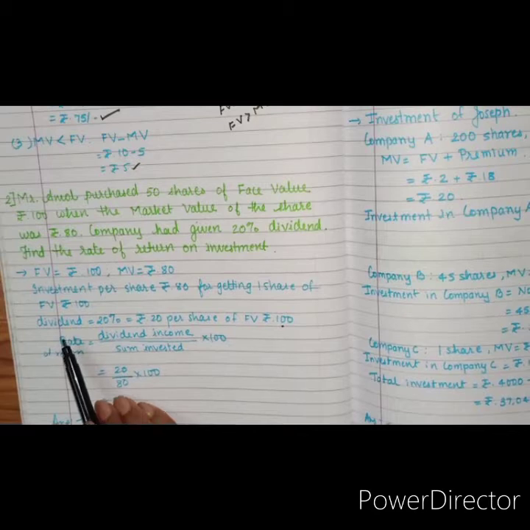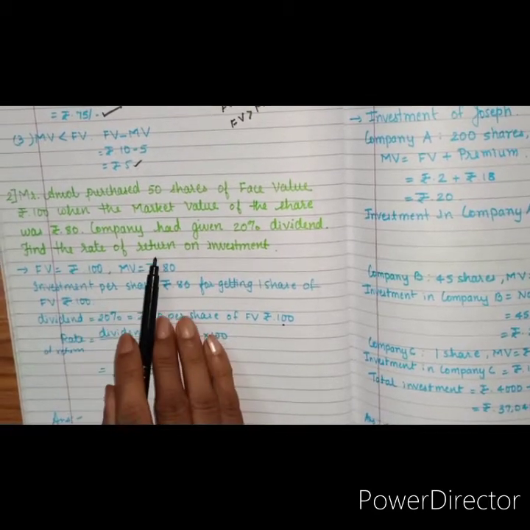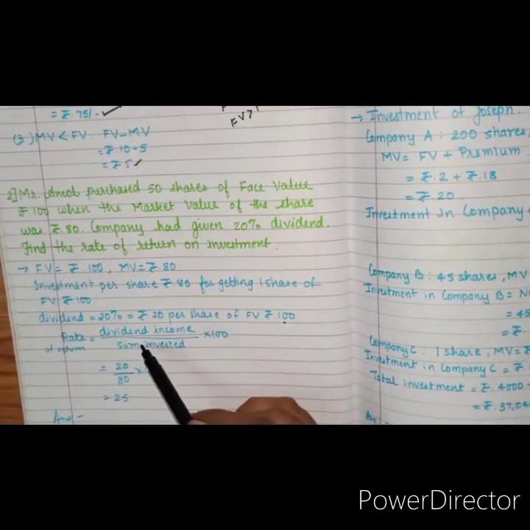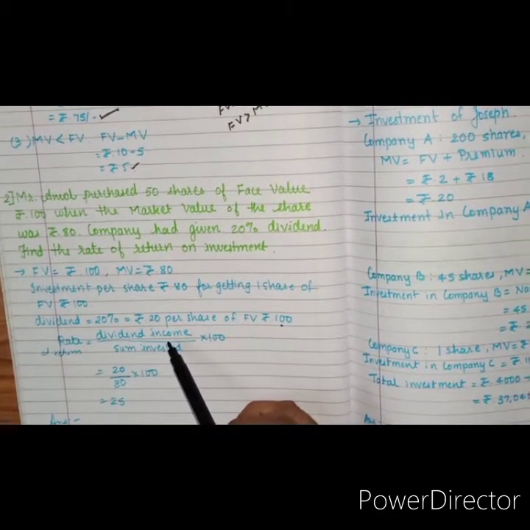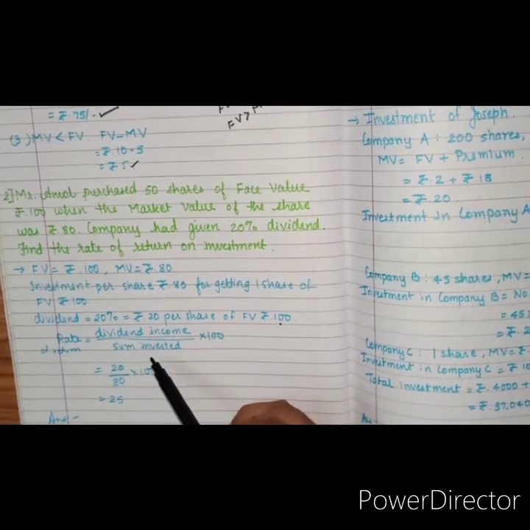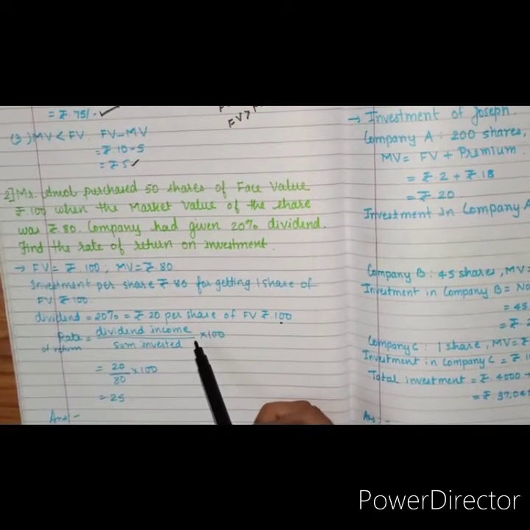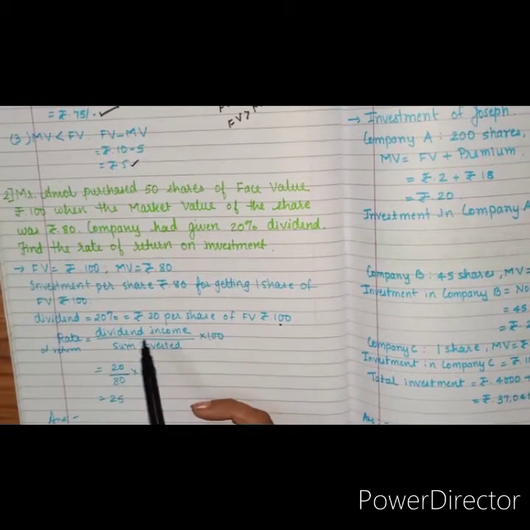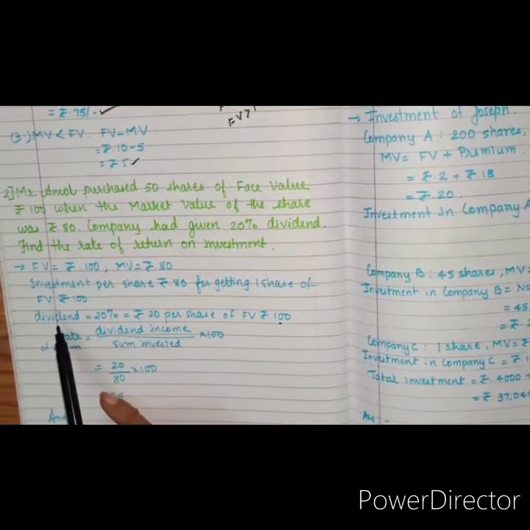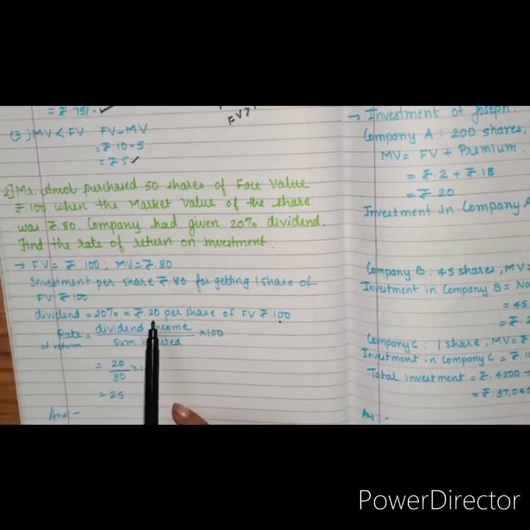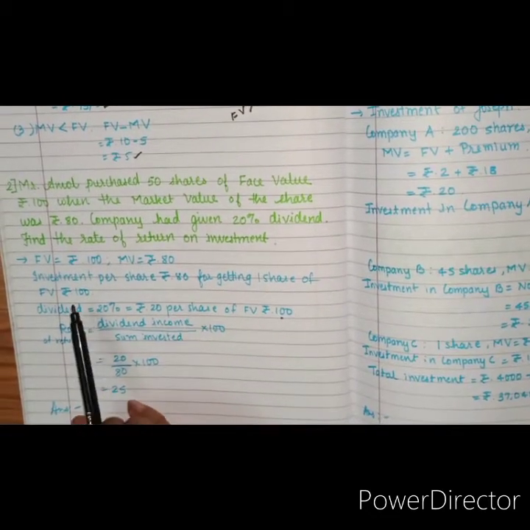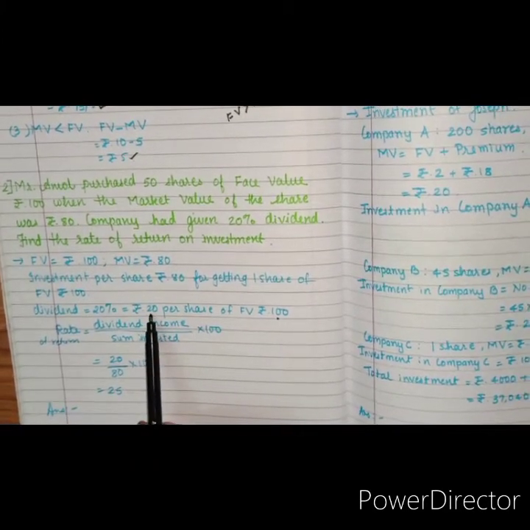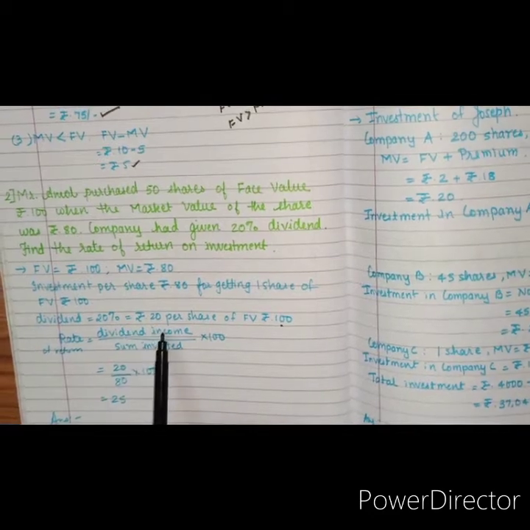So how do we calculate? You need to find the rate of return. How is the rate of return calculated? Rate of return is calculated by dividend income upon sum invested into 100. This is how you calculate the rate. What is dividend income? Here the dividend is 20%, that is rupees 20 per share of 100 rupees. So 20% of 100 is 20 rupees. So 20 rupees is his dividend income.